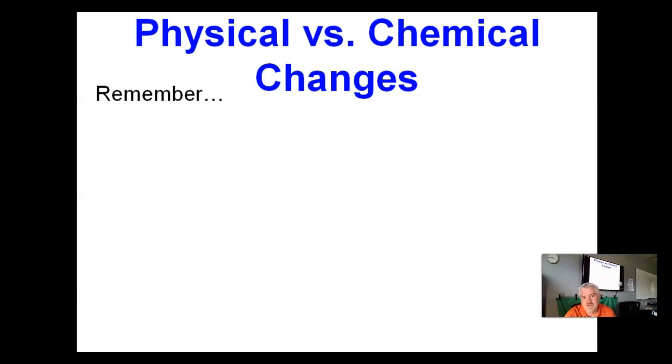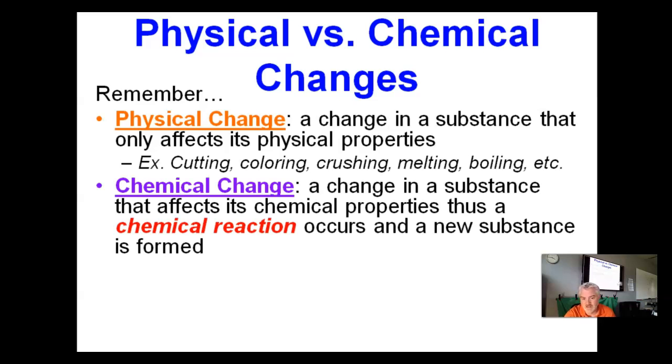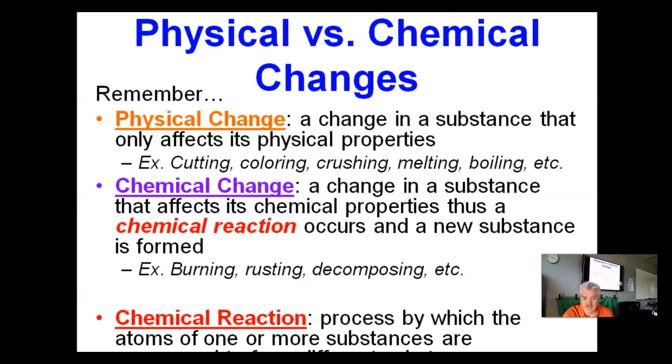So remember physical and chemical changes. Physical changes are a change in a substance that only affects its physical properties. Cutting, coloring, crushing, and all of the state of matter changes, from melting to boiling to freezing, are physical changes. Chemical changes are changes in a substance that affect its chemical properties. Thus, a chemical reaction occurs. And a chemical reaction, remember, can be burning, rusting, decomposing.